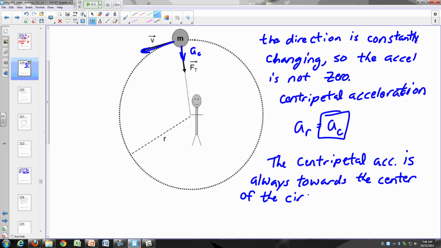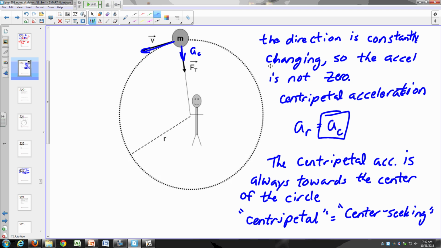In fact, that's what centripetal means. Centripetal literally means, you might know what it means? Center seeking. Yeah, center seeking. So it is an acceleration that's always towards the center of the circle, towards the center of the circular path.